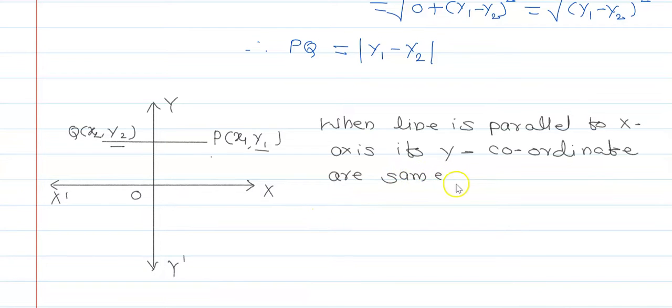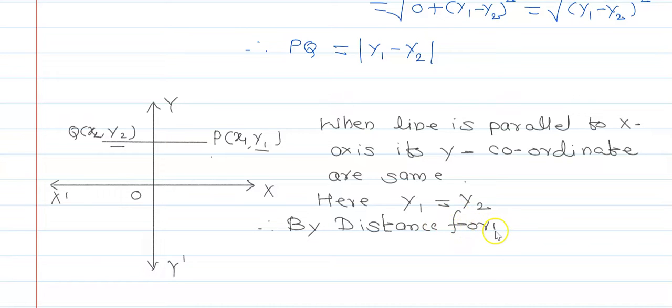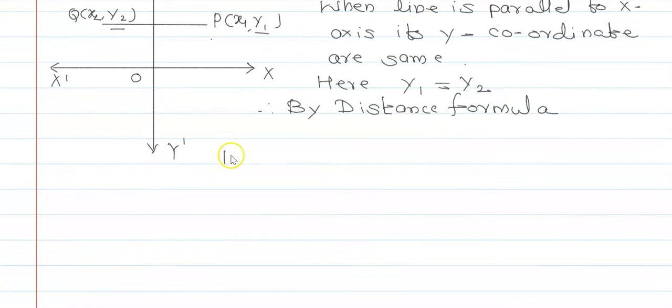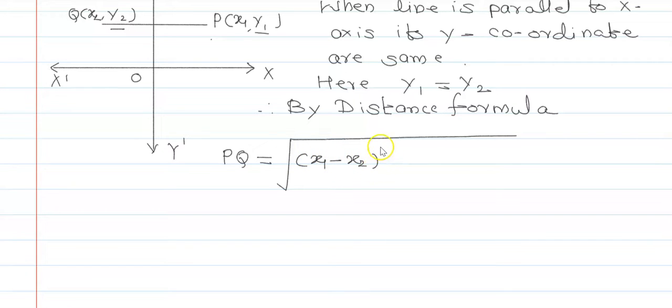Therefore, here y1 is equal to y2. Therefore, again by the distance formula, PQ is equal to the square root of (x1 minus x2) bracket square plus (y1 minus y2) bracket square.